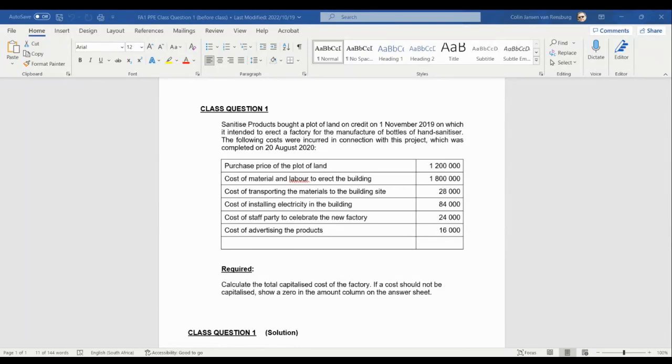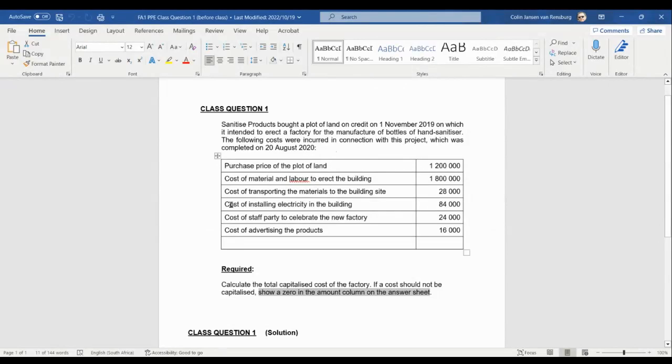Okay, so let us now discuss this question. We'll read the heading there, and then we'll discuss each item individually. They say Sanitized Products bought a plot of land on credit on the 1st of November 2019, on which it intended to erect a factory for the manufacture of bottles of hand sanitizer, which is quite relevant in recent years, as you know, and currently still is. The following costs were incurred in connection with this project, which was completed on the 20th of August 2020.